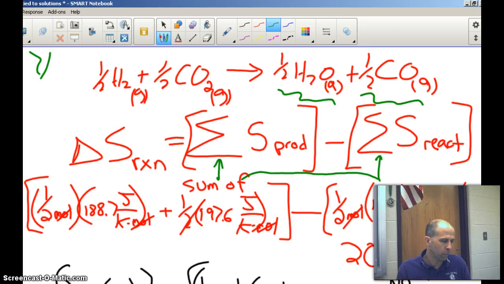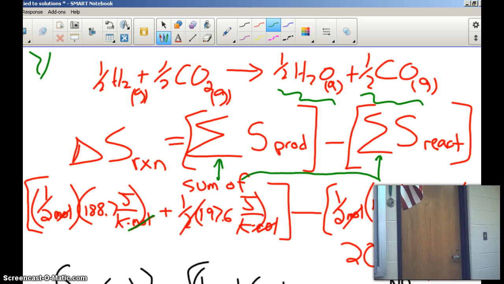So in the book, they give tables for this. The 188.7 joules per Kelvin per mole that you see in this, if you look that up, that is the standard entropy of water. As a matter of fact, let's see, water vapor is on page 360. There's a little chart on the left side, and it gives that value.